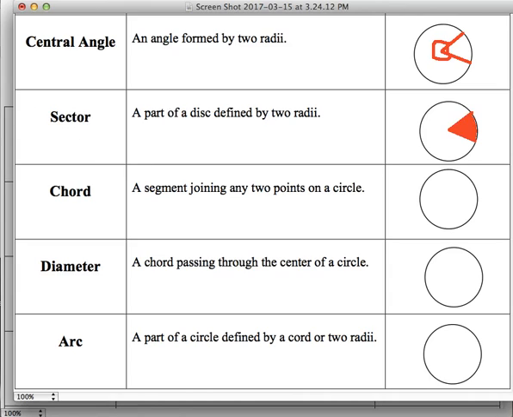All right. A chord now. We talked before about how a tangent intersects the circle at only one point. But any line that connects one side of the circle with the other side, like that, is a chord. Notice it says a segment. It doesn't say a line, because a line has to go infinitely in both directions. If I'm saying just part of a line, which is often what we think of when somebody says line, it's actually a line segment. In this case, it's a segment joining any two points on a circle.